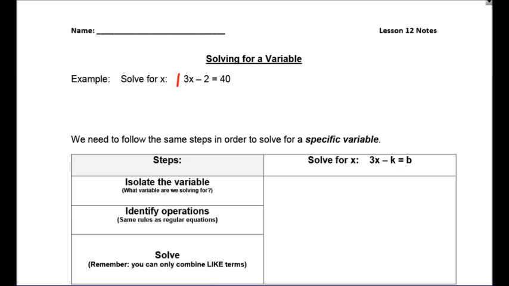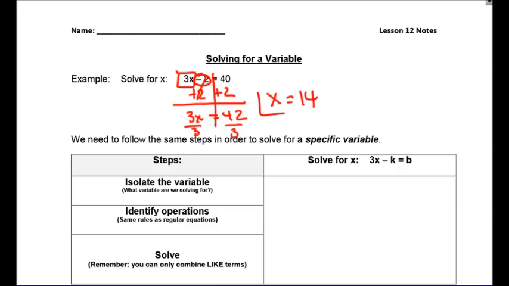We want to solve this equation for x. So we're going to box that variable. We want to move this -2, so we're going to do the opposite and add it to both sides. So we get 3x equals 42, and divide each side by 3, and we get x equals 14. Okay, so that should be an easy one. All right, so Miss Barley's going to show you what happens when we have to solve for a variable.